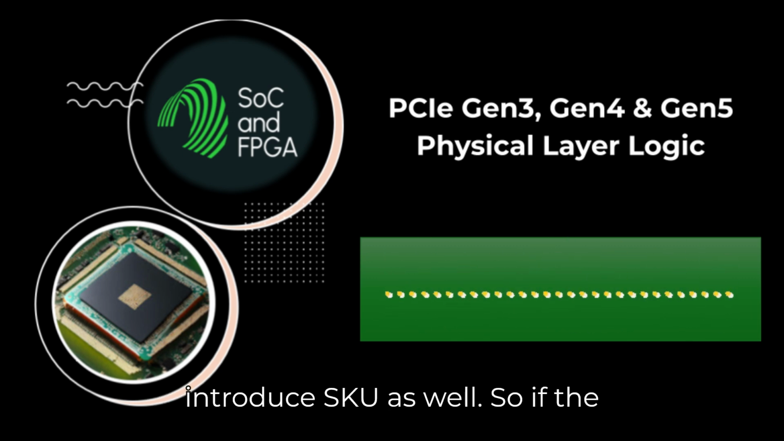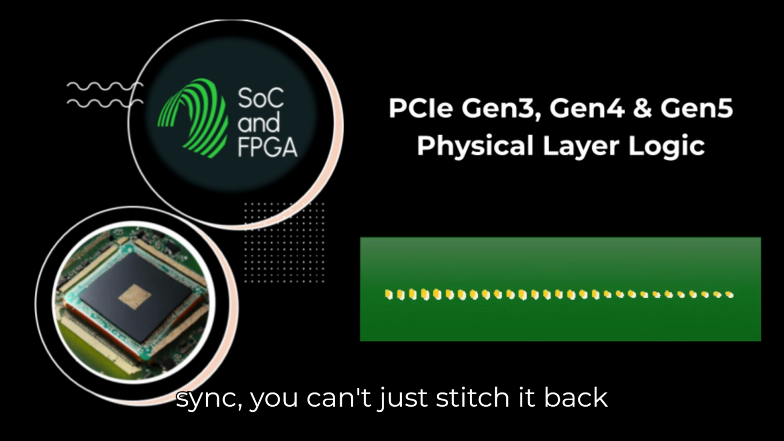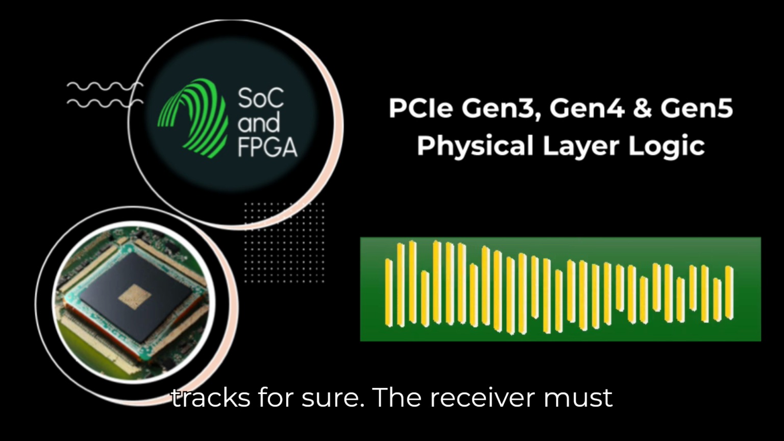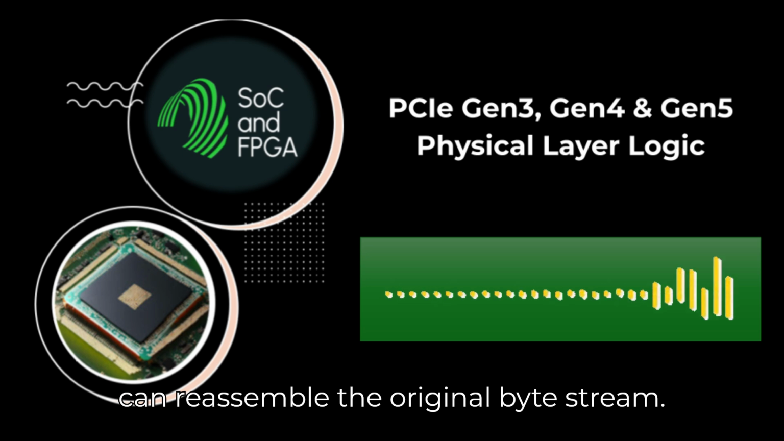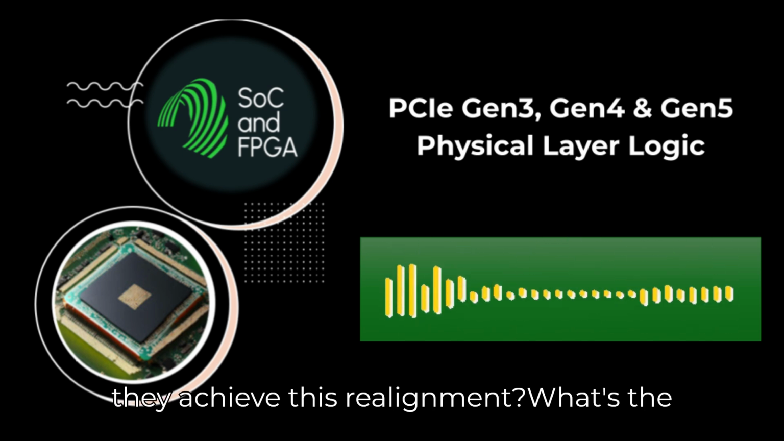So if the data from different lanes arrives out of sync, you can't just stitch it back together, right? It'd be scrambled. Completely corrupted. You'd fail the CRC checks for sure. The receiver must realign the data from all lanes before it can reassemble the original byte stream. Deskew is non-negotiable. So how do they achieve this realignment?